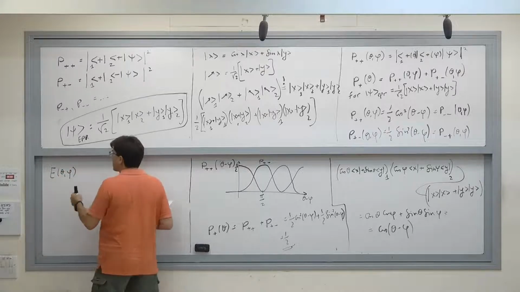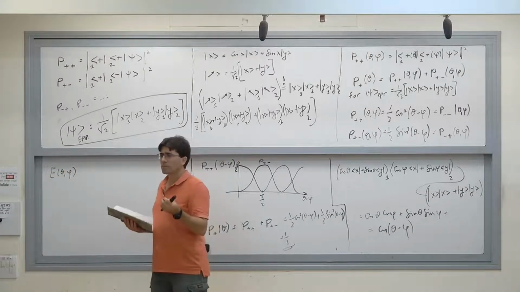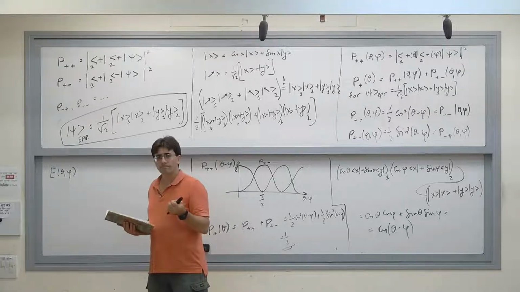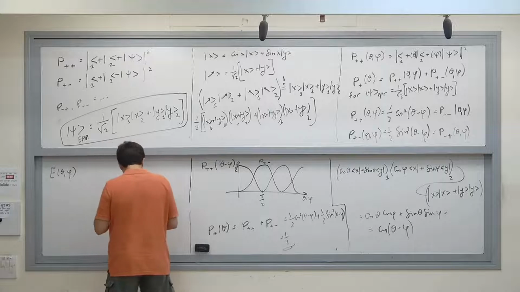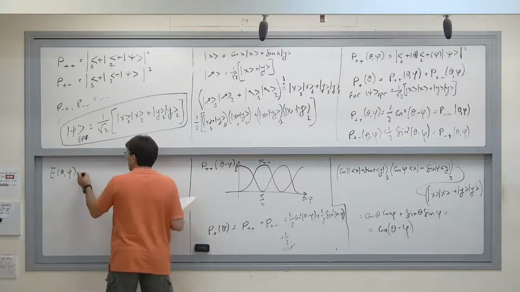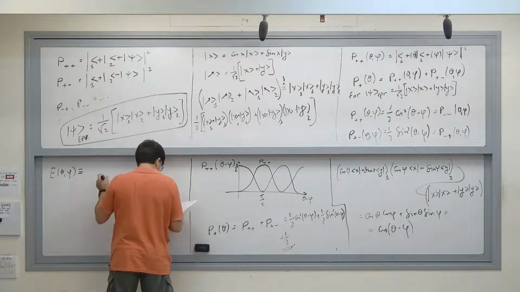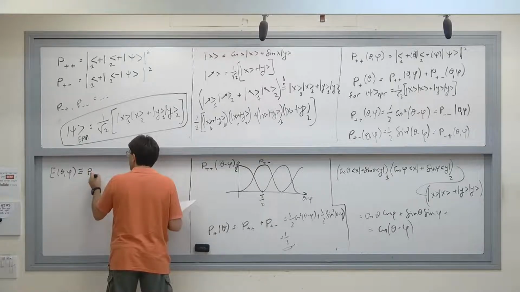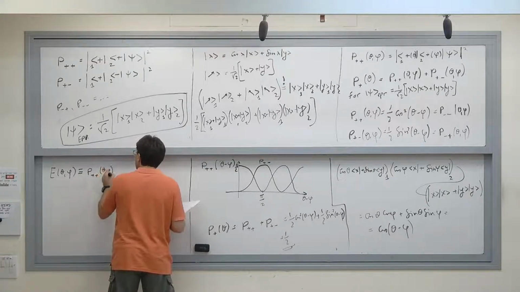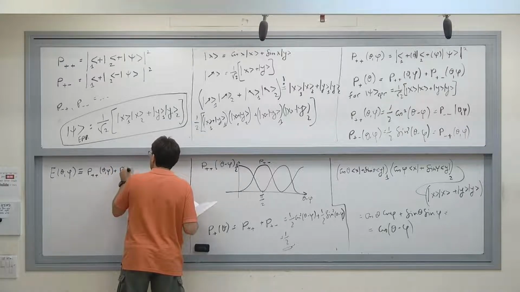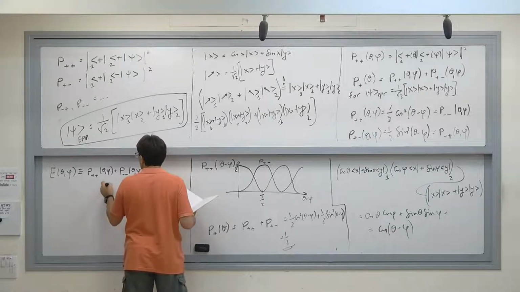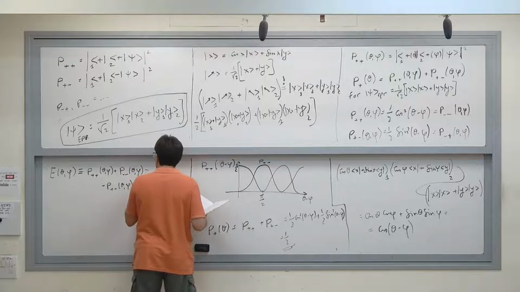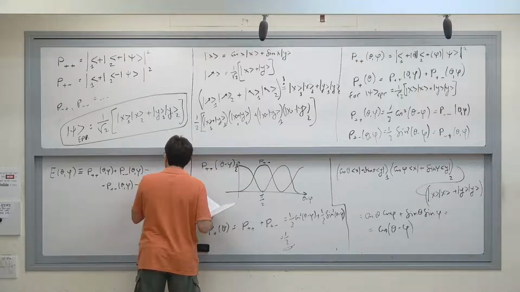I'll explain why E. This has to do with some expectation value, but I'll explain which expectation value it is in a moment. But this is, for now, defined as P plus plus of theta and phi plus P minus minus of theta and phi minus P plus minus of theta and phi minus P minus plus of theta and phi.